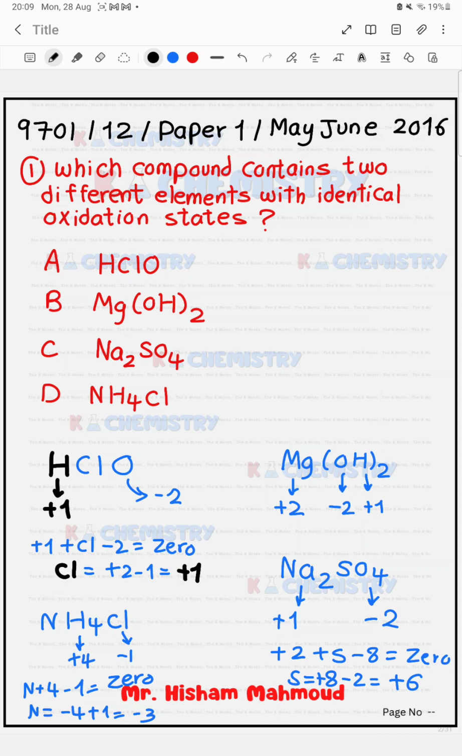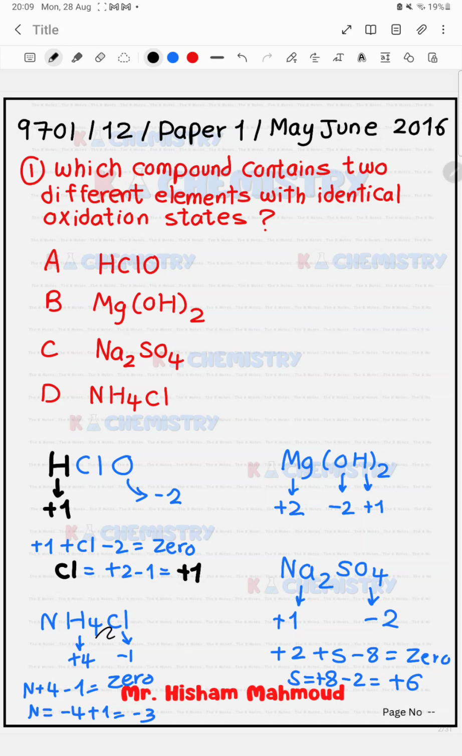Then sodium sulfate, I have sodium as +1 for every sodium, so both of them are +2. And oxygen is -8. So to find sulfur, we'll put -8 on the other side as +8, and sodium will be -2. So sulfur will be +8 -2, which is equal to +6. I don't have any two elements here which have the same oxidation states.